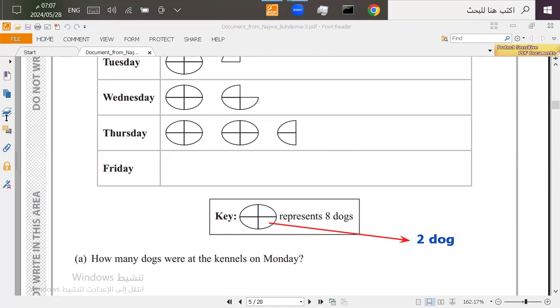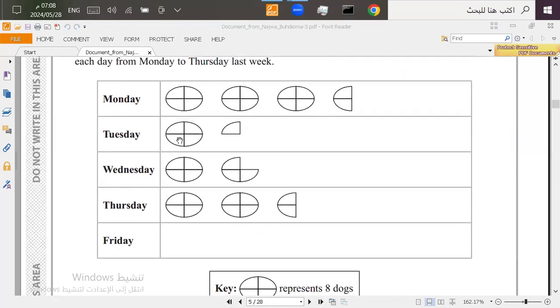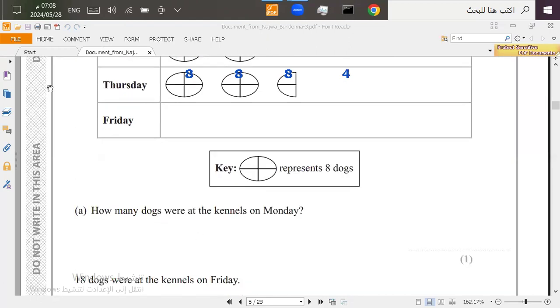Now the question says, how many dogs were at the kennels on Monday? Now, this is Monday. We know that each full circle is 8. So we have 8, 8, 8. And this is half a circle. It means 4. Now we add them together. So 8 times 3 will be 24, 25, 26, 27, 28. So on Monday, we had 28 dogs, okay? Now let's move on to the next question.